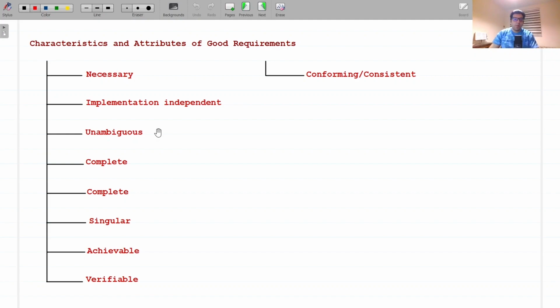Unambiguous. Requirements must convey what is to be done to the next level of development. Its key purpose is to communicate. Is the requirement clear and concise? Is it possible to interpret the requirement in multiple ways? Are the terms defined? Does the requirement conflict with or contradict another requirement?